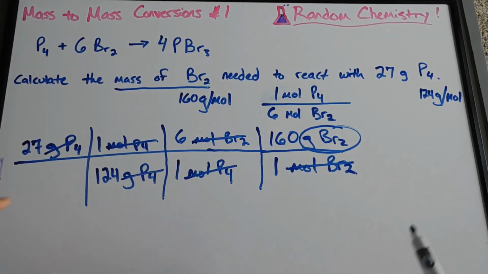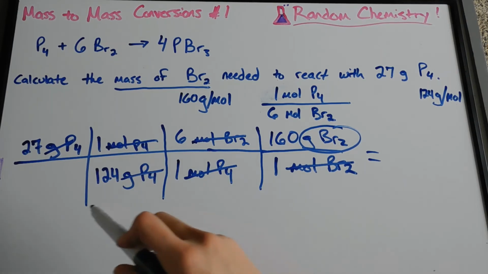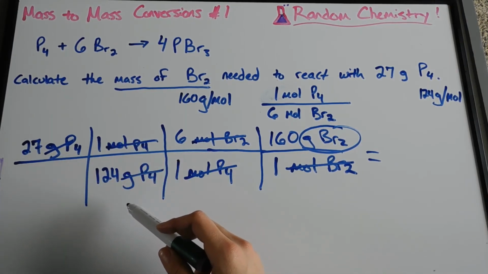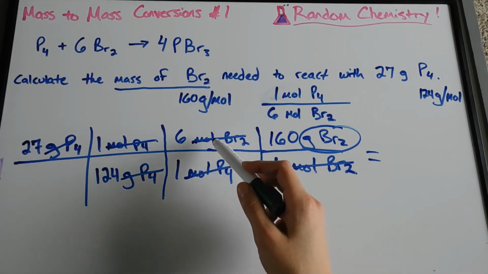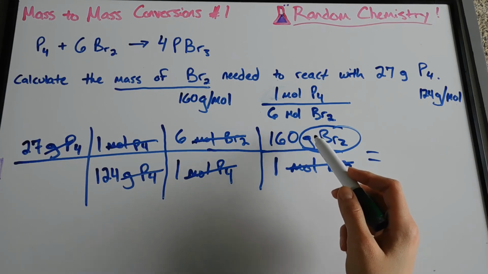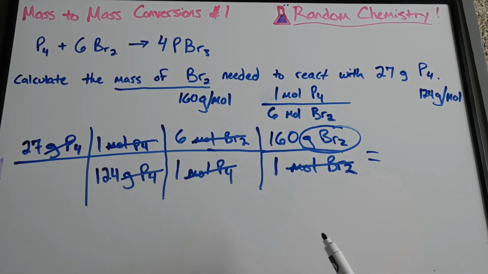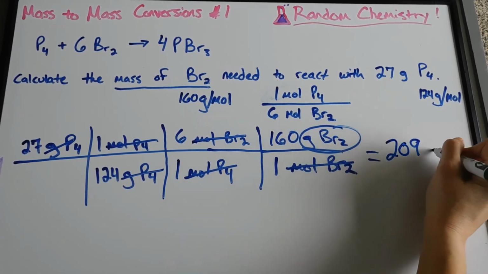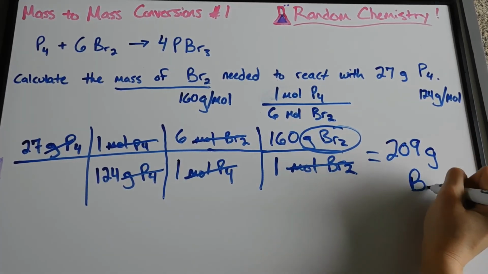So now I just plug this into my calculator, and you do so very carefully because if you make a mistake, it can completely change your answer. So 27 times 1 divided by 124 times 6 divided by 1 times 160 divided by 1. When you plug this into your calculator, you should get 209 grams of Br2.